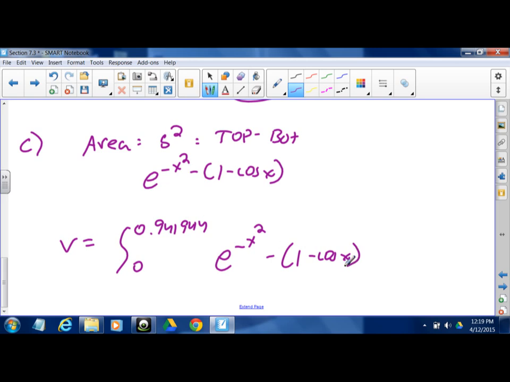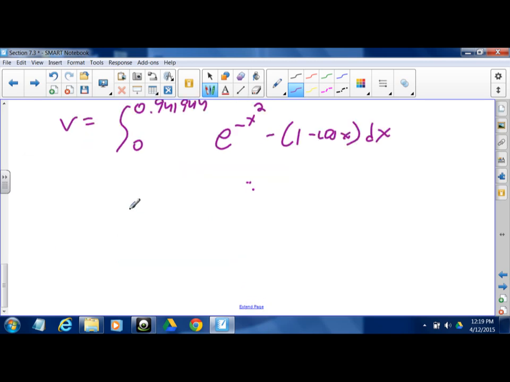Alright, because the squares change depending on the value of x. Throw on a dx there, and this right here is going to be the answer to part C. Okay, so if I can extend the page, the volume is going to equal... pause the video, go try to find that number yourself. It's going to be 0.461.